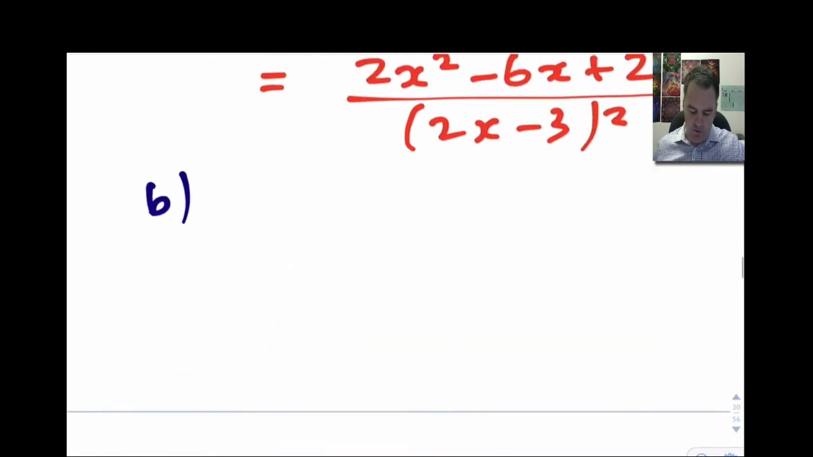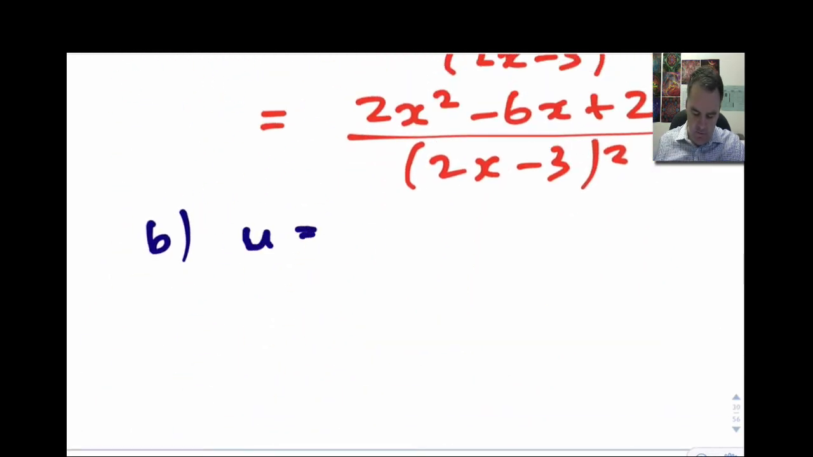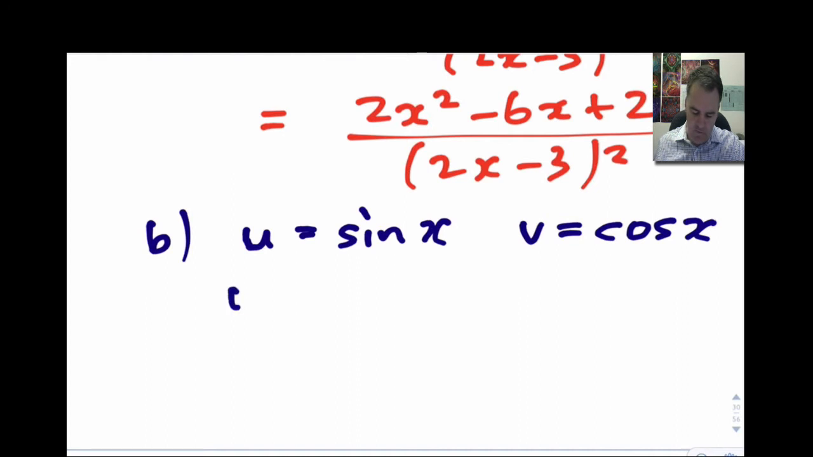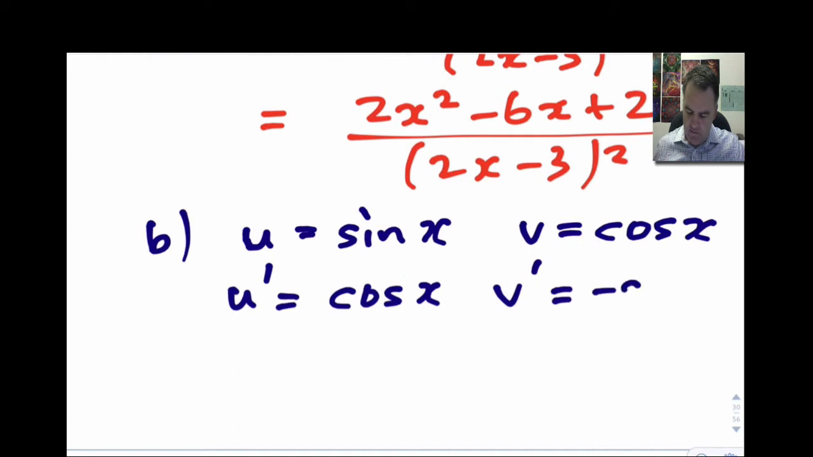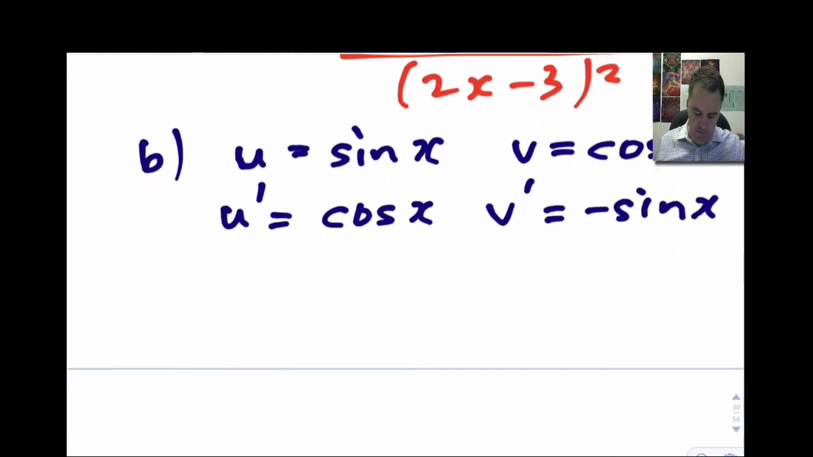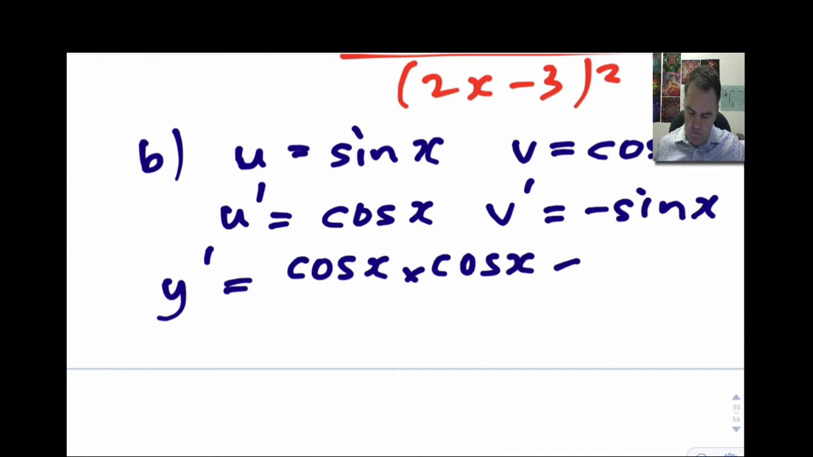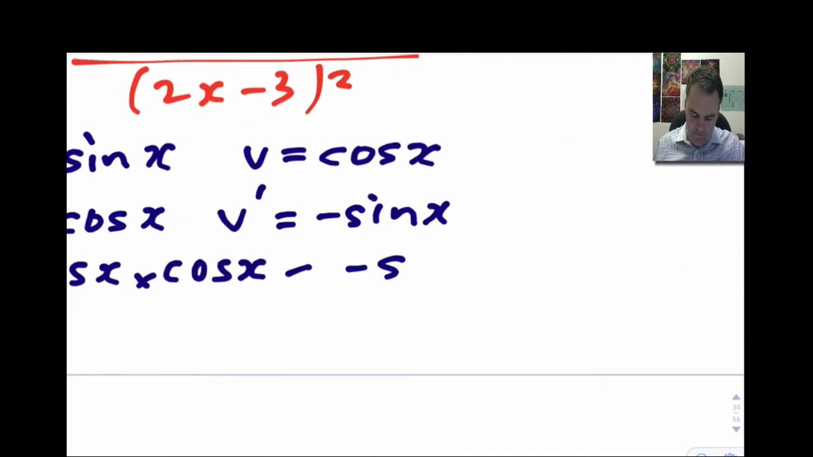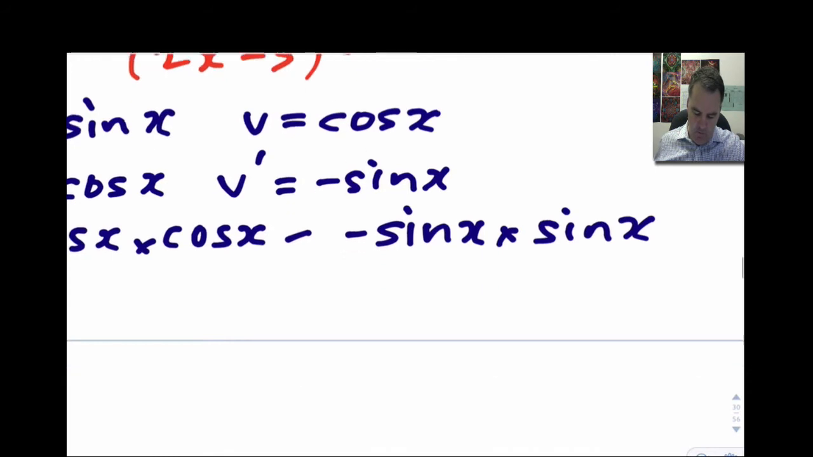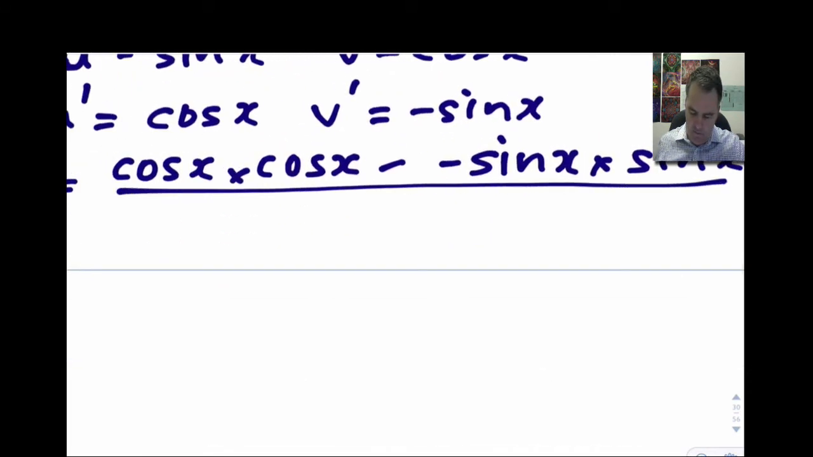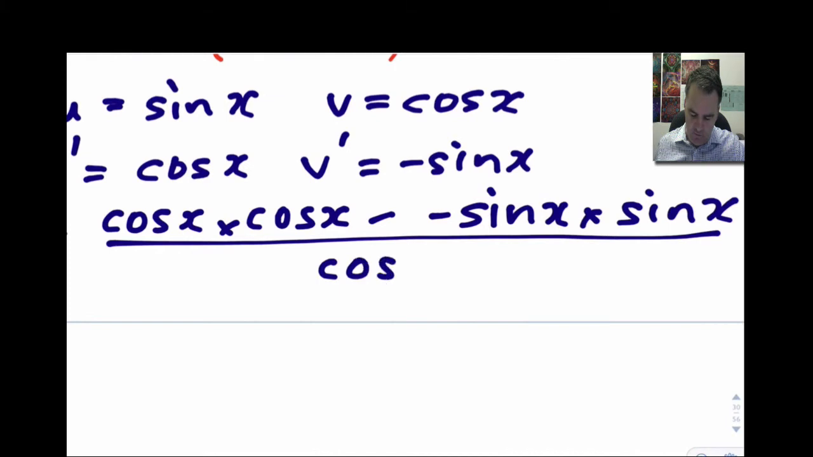We've got sine of x over cos x. This is a pretty easy one. So u is sine of x, v is cos of x, u dash is cos x, v dash is negative sine x. Okay, let's put this all together. So the derivative is going to be u dash v minus v dash times u, divided by v squared. So that's just going to be cos squared x.